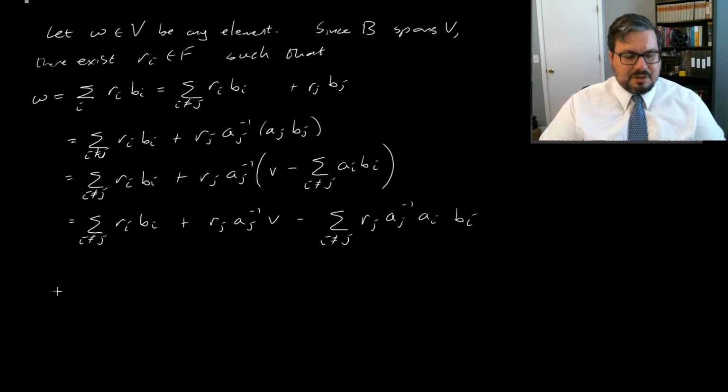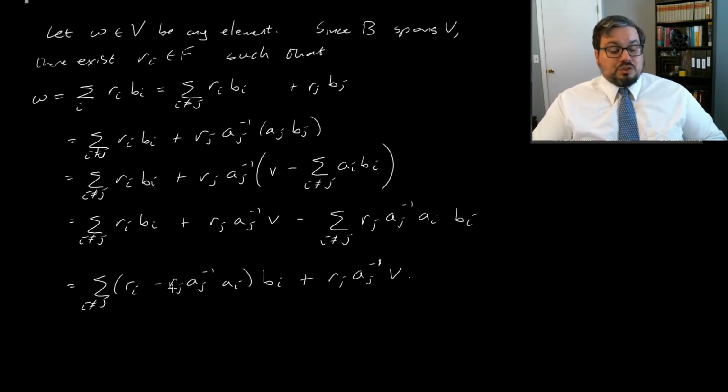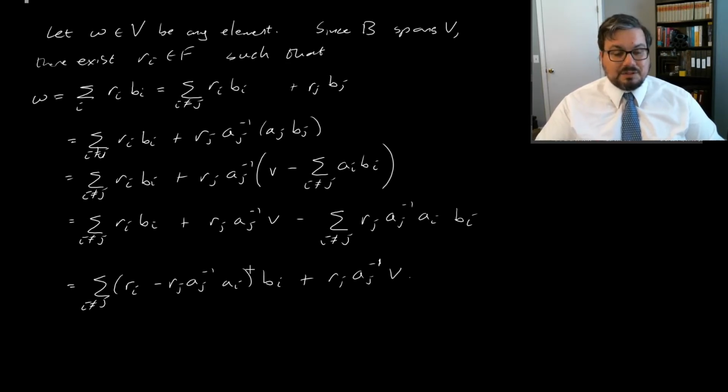And now the two sums on the left and the right are summing over the same entries, and so we get that the sum over i not equal to j of (Ri minus Rj Aj inverse Ai) times Bi plus Rj Aj inverse V. In particular, this element W, which was arbitrary, can be expressed as a linear combination of the Bi's, where i is not equal to j, and V. So this means that B prime spans all of V.